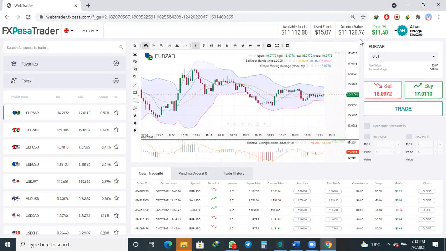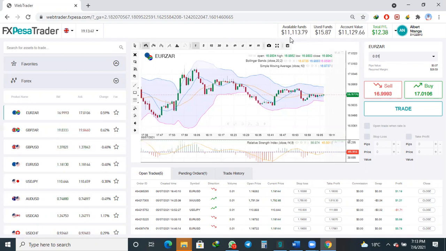Now, the available funds. We have these 5 trades now, and you want to place more trades. What you look at is not your account value, nor is it your used funds. You'll have a look at your available funds. The available funds will give you the go-ahead of placing more trades.